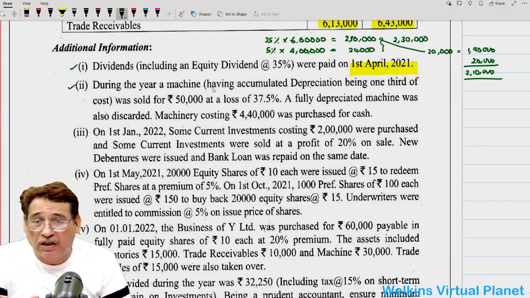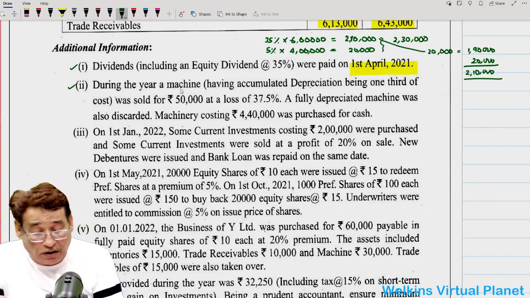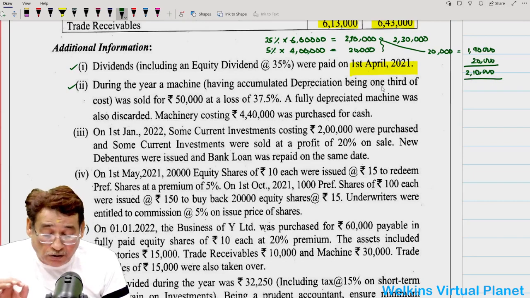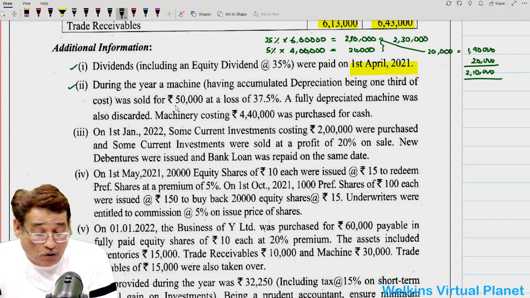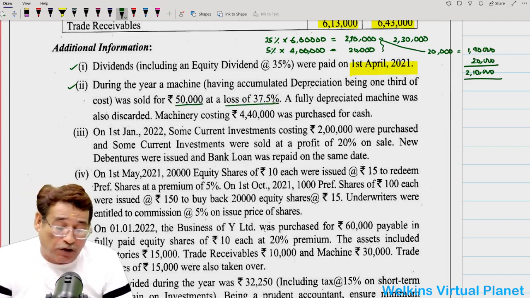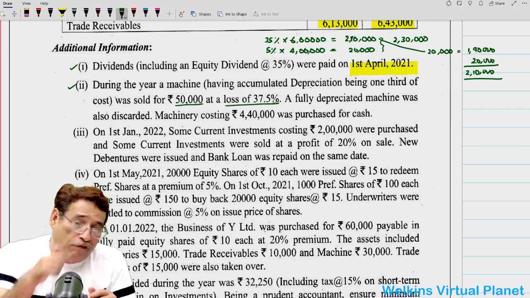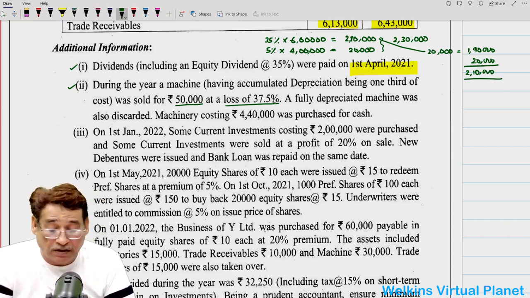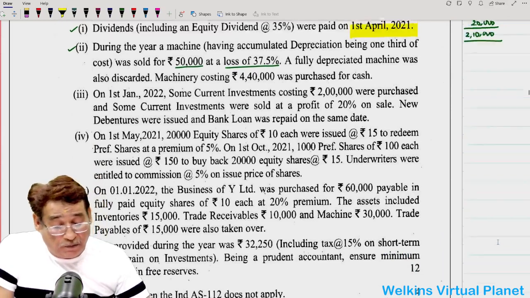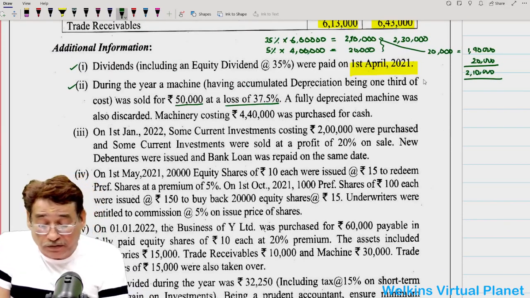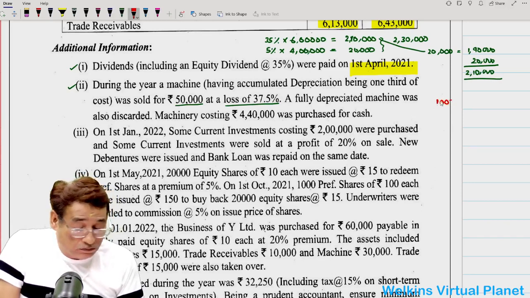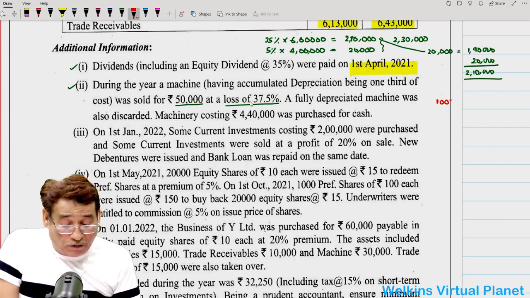During the year, and this is a very tricky line which is given to you: during the year, a machine having accumulated depreciation being one third of the cost was sold for 50,000 at a loss of 37.5%. And we are saying that we have incurred a loss of 37.5%. What does it mean? Suppose I compute, suppose 100 is the selling price. The machine was sold for 50,000 at a loss of 37.5%.